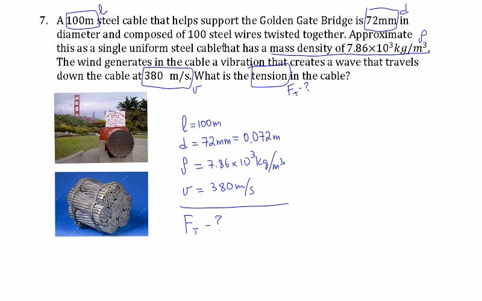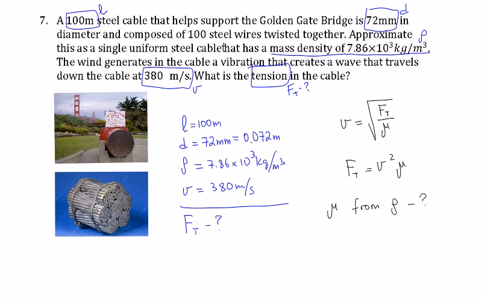Well, we know that the speed of the wave depends on the tension in the cable, and it is expressed as v equals the square root of the force of tension divided by the linear mass density. So from here, I can find the force of tension equals v squared times mu. Now, I have the v, but I don't have the mu. Instead, I have the rho. So how can I get mu from the mass density rho?